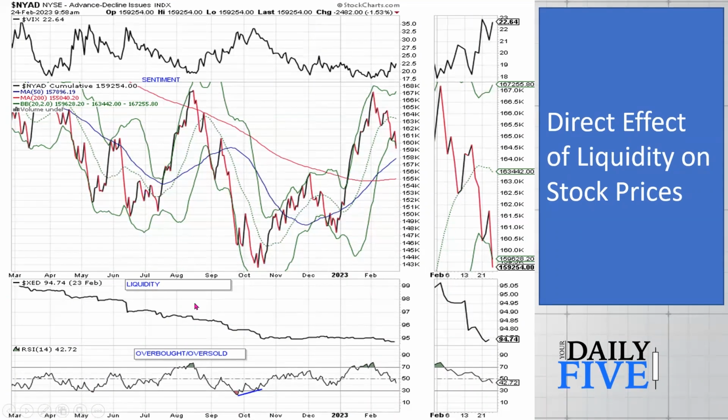Also note that when XCD falls, because the liquidity is scarce, the CBOE volatility index, which is a gauge of bullishness and bearishness, rises. And that means that low liquidity leads to bearish sentiment and stocks falling.